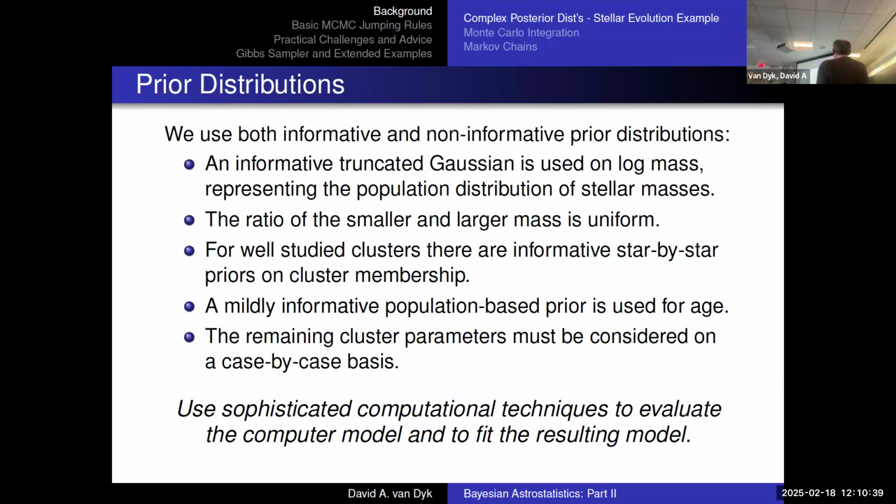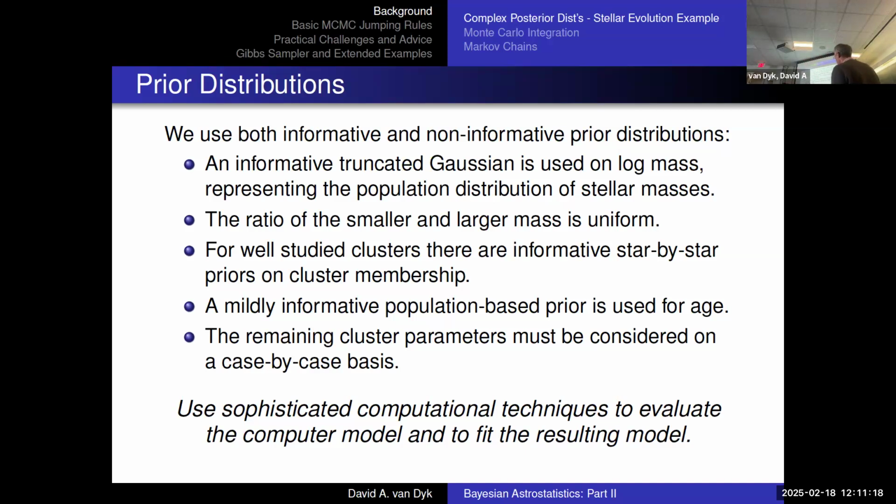We need prior distributions. To give you an idea of what some of the prior distributions look like: an informative truncated Gaussian is used for the log masses, representing population distributions of stellar masses. So we know what masses of stars generally are like, say, in our galaxy. And so we use that as our prior distribution for these particular stars in this particular cluster. The ratio of the smaller and the larger mass is uniform. You want to be careful about uniform priors, but using a few of them here and there sparingly is usually okay. For well-studied clusters, there are informative star-by-star priors on cluster membership, just based on the motions of the stars.